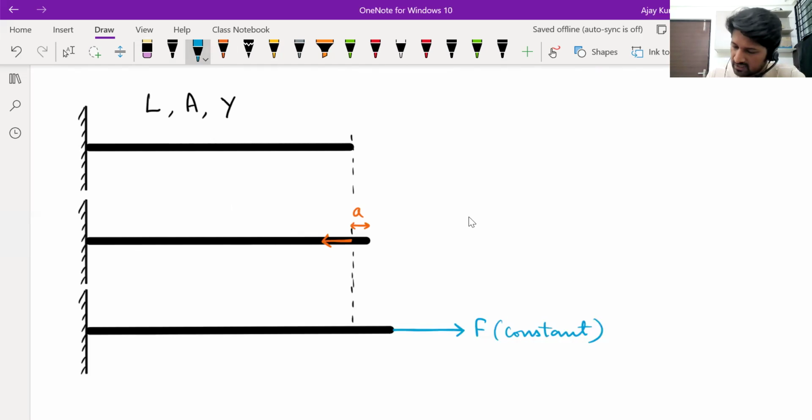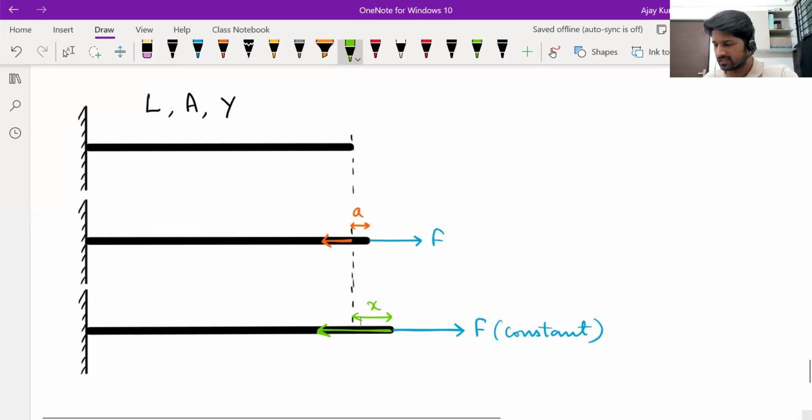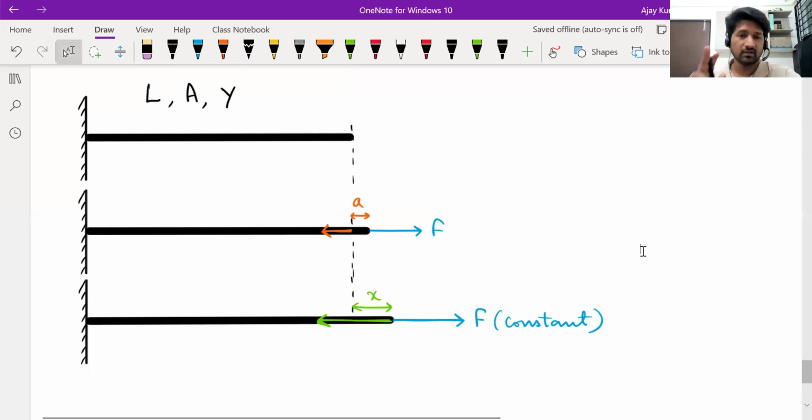The applied force is large, capital F. Restoring force is not as strong as the applied force. But eventually, the restoring force will balance the applied force. That is when elongation will stop. So that final elongation, let it be x. So as the wire elongated, there were two forces acting.